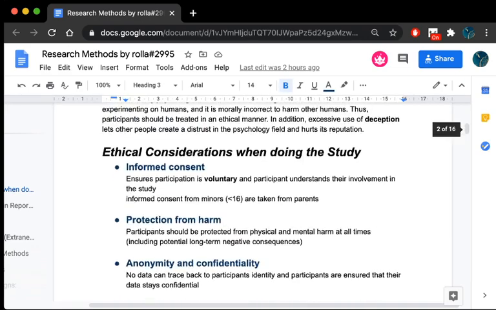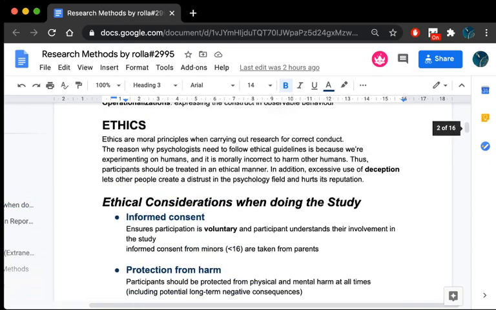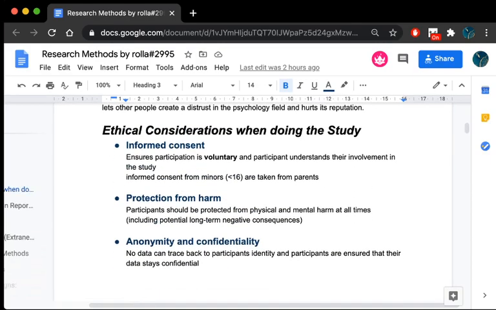So, okay, let's revisit these terms one by one. Informed consent wants you to make sure that participation is voluntary and that the participants know what they're doing when they're joining the study.